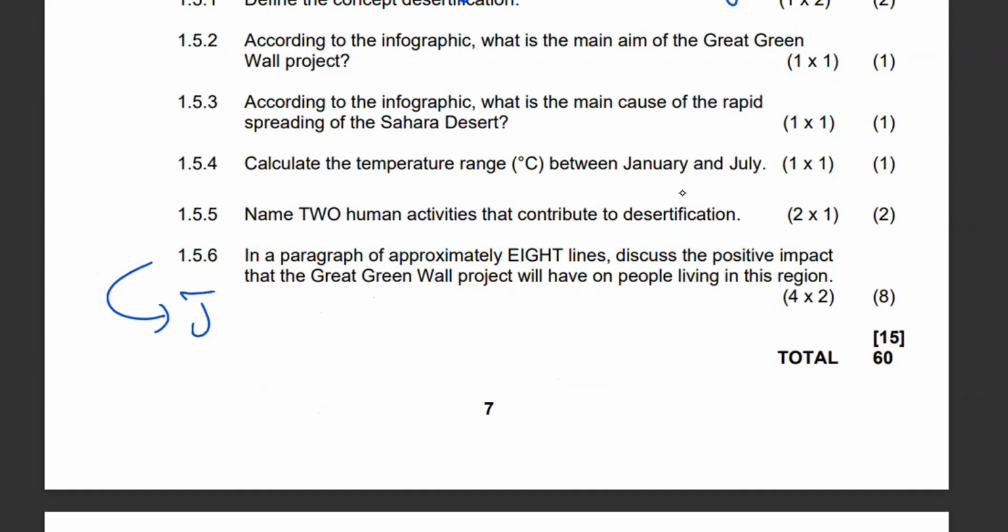Right, we can argue that there's going to be job creation. People are going to get jobs, e.g. in forestry, or in agriculture. People are going to get gainful employment. So it's going to be beneficial for the people.